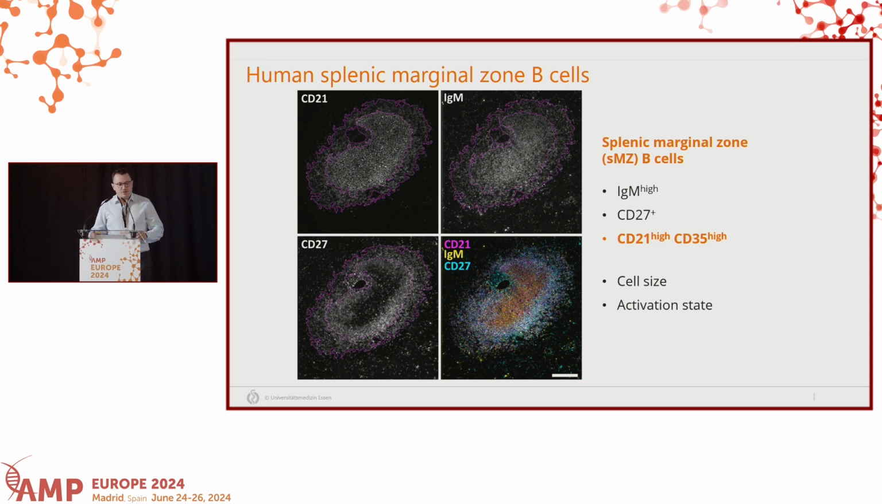As you can see from the other stainings, these marginal zone B cells are characterized by expression of IgM, and the vast majority of these cells also expresses CD27, the human memory B cell marker. These cells are characterized by an increased cell size, and they are easily activatable. So in response to any foreign pathogen, they quickly differentiate to plasma cells and secrete large amounts of immunoglobulin into the circulation.